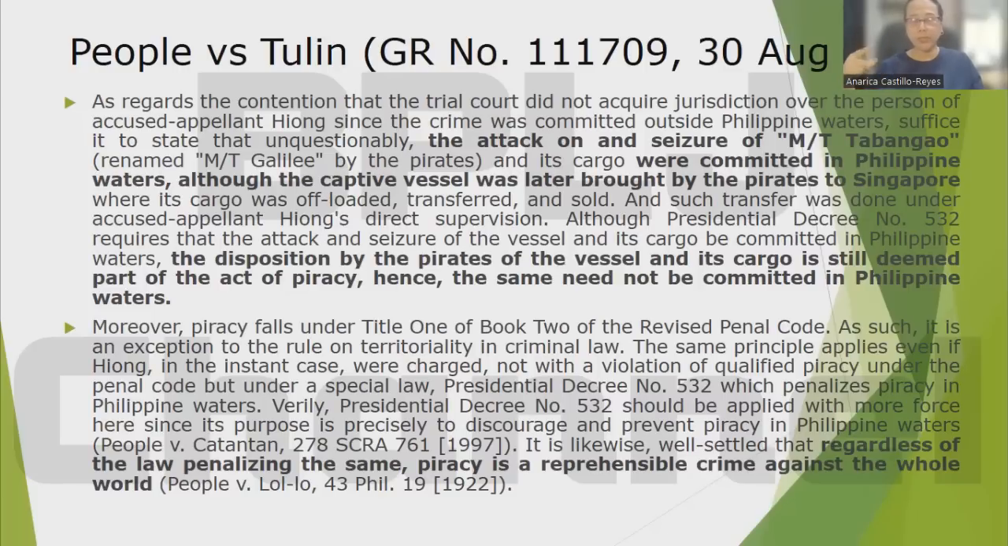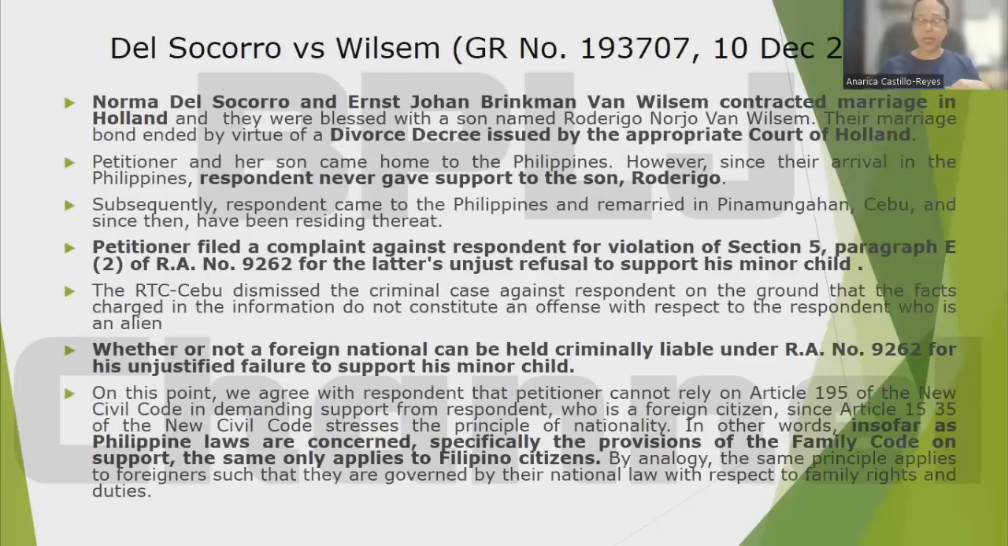The disposition by the pirates of the vessel and its cargo is still deemed part of the act of piracy, hence the same need not be committed in Philippine waters. Regardless of the law penalizing the same, piracy is a reprehensible crime against the whole world. It is considered or held as a continuing offense since one of the elements of the offense happened within the Philippine territory. He can be held liable under the Philippine laws.